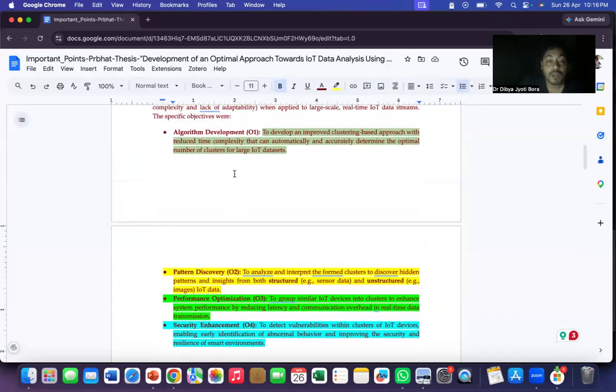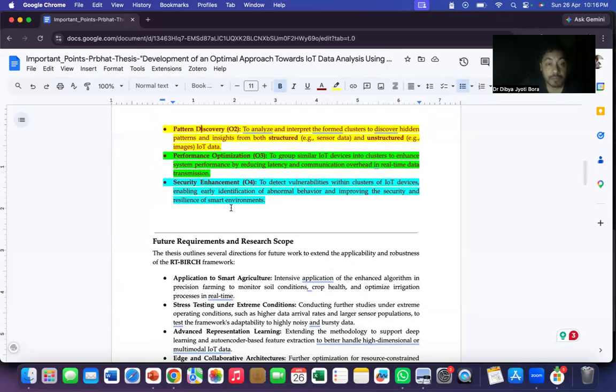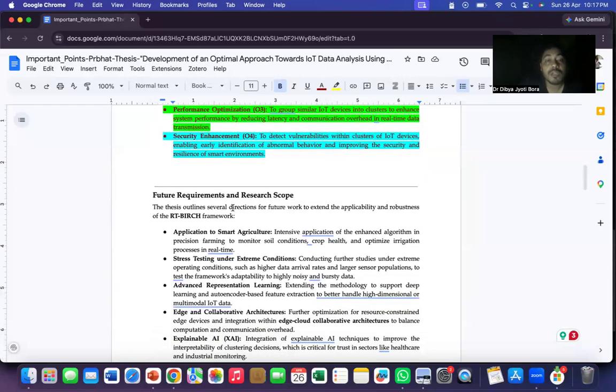I'm repeating again. First one is the algorithmic development. Second is the pattern discovery. Third one is the performance optimization, and fourth one is the security enhancement.